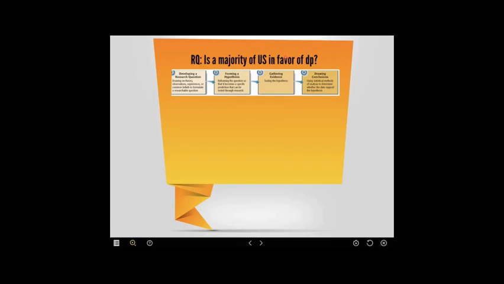Another example of a research question is: is the majority of the US in favor of the death penalty? It's basically asking what percentage of people in the US are in favor of the death penalty. Now you can have a certain cut point and say, well, if it's 60% or above, it's majority, and if it's below, then it's minority. So again, the population here is people in the US, and the variable of interest here is opinions about the death penalty.